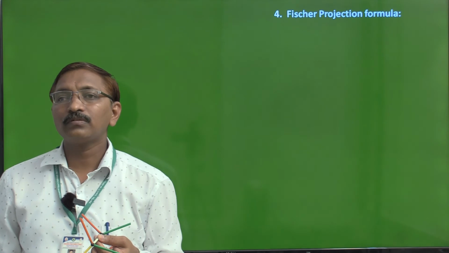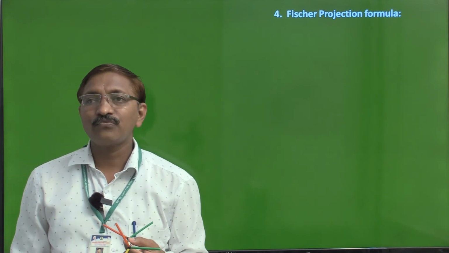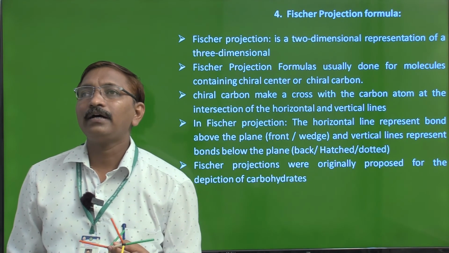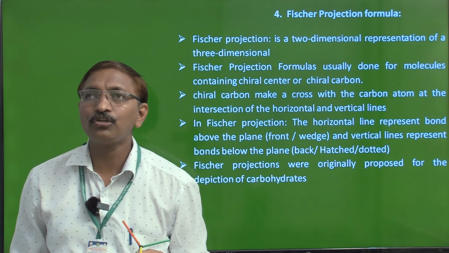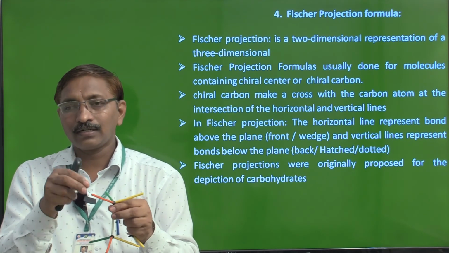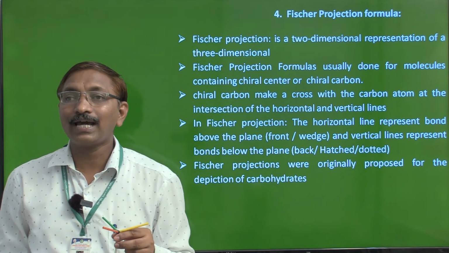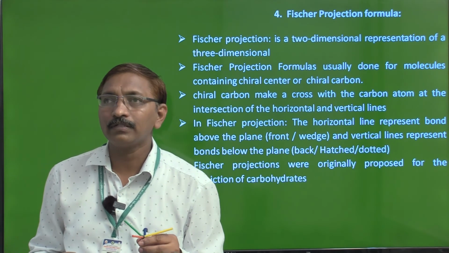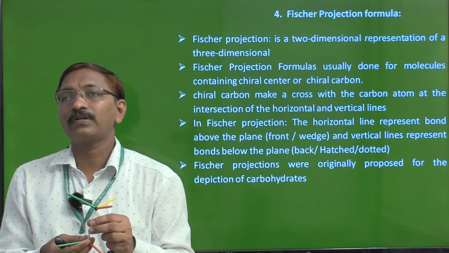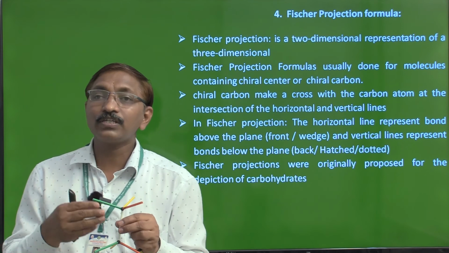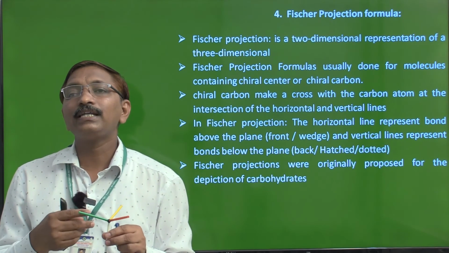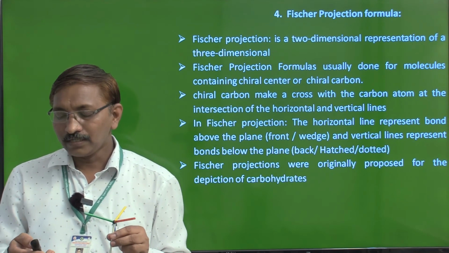Now the fourth projection formula, the Fischer projection formula. The Fischer projection formula is a two-dimensional representation of a three-dimensional molecule. Here we generally use a carbon atom which is chiral, having a chiral center, that is, a carbon with four different groups. In the Fischer projection formula, we represent the molecule with vertical and horizontal lines.